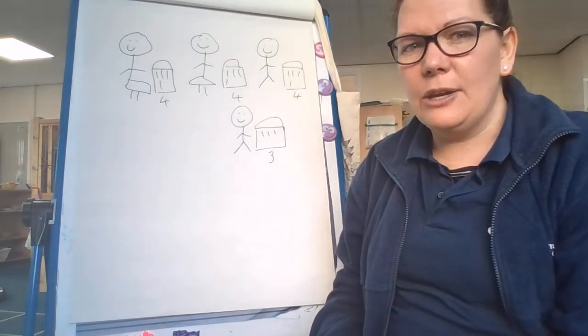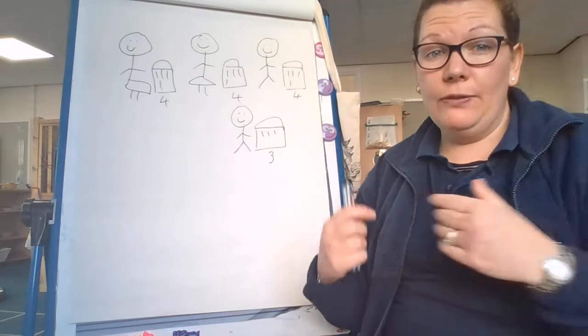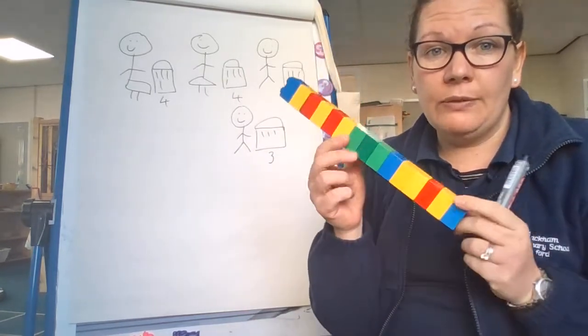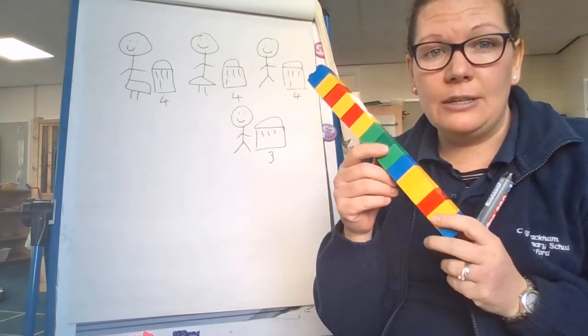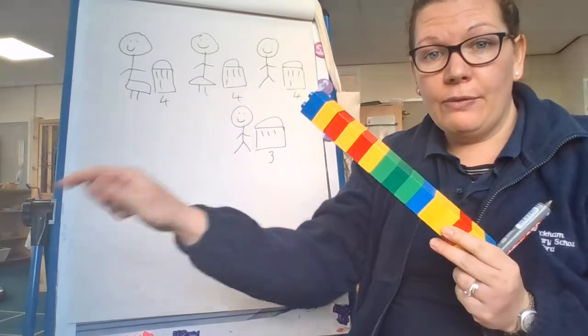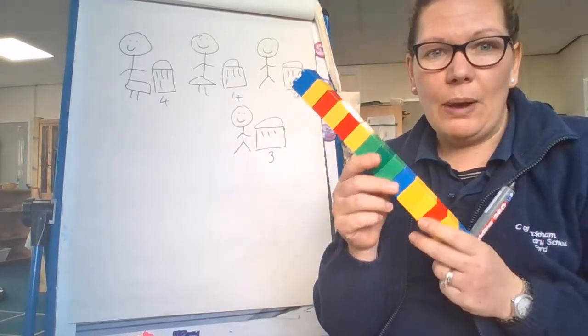Okay, I'm going to set you a few challenges now. So hopefully you can do this on your own. Get your 15, and you might want to do it with your adult at home, or if you've got some cuddly toys or some toys, you might like to give them 1 and 2 and 3 and 4 and see how many different ways you can share.